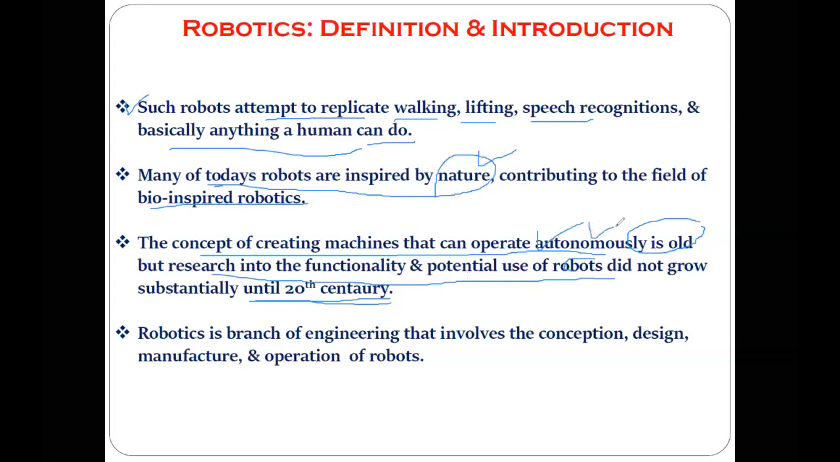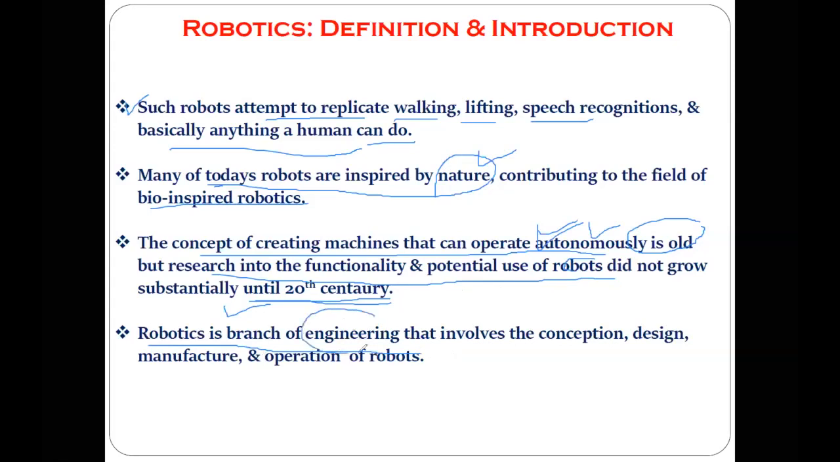So what I want to say is, it is not a new technology, it is an old technology, but actual research on it and actual utilization of its functionality started earlier, in the 19th and 20th century. Okay. So from all this discussion, we can say robotics is a branch of engineering which consists of different branches.